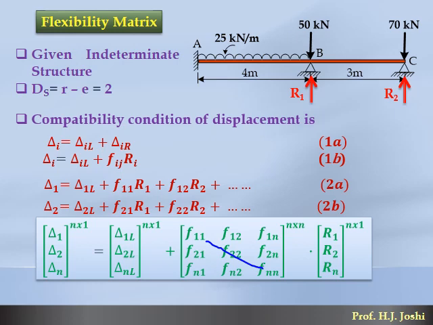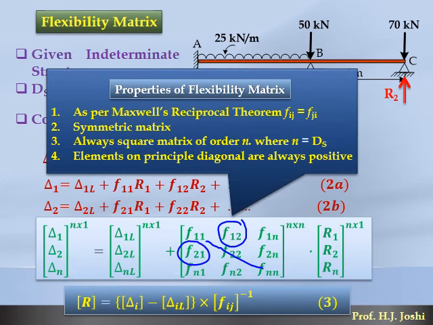And we know that Maxwell's reciprocal theorem is applicable here. So one can say that Fij is equal to Fji, meaning F12 is always equal to F21. So the flexibility matrix is always square, symmetric, and all elements on the principal diagonal are always positive. These are the properties of the flexibility matrix. As per Maxwell's reciprocal theorem, Fij equals Fji. The second property is that it is always a symmetric matrix.